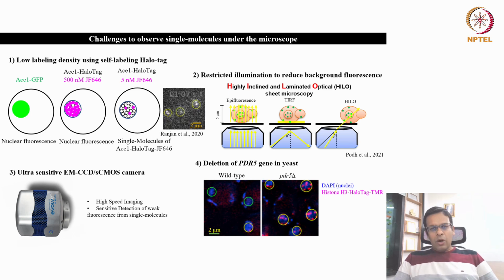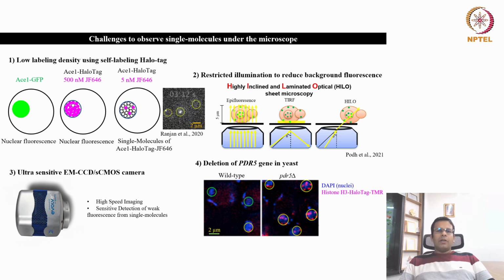Now how do you observe this kind of single molecules of any protein in live cells? So there are 4 prerequisites for doing single molecule imaging. The first thing is you need a low labeling density using self-labeling HaloTag. So I'll give you one example. ACE1 is a transcription factor, and if you do GFP tagging of ACE1, then you can see the entire nuclear fluorescence, because many thousands of ACE1 molecules are present in the nucleus, and all of them are labeled with GFP. So when you see this cell under the microscope, all the molecules will give fluorescence and you can see complete nuclear fluorescence. Okay, but you cannot see the individual molecules here.